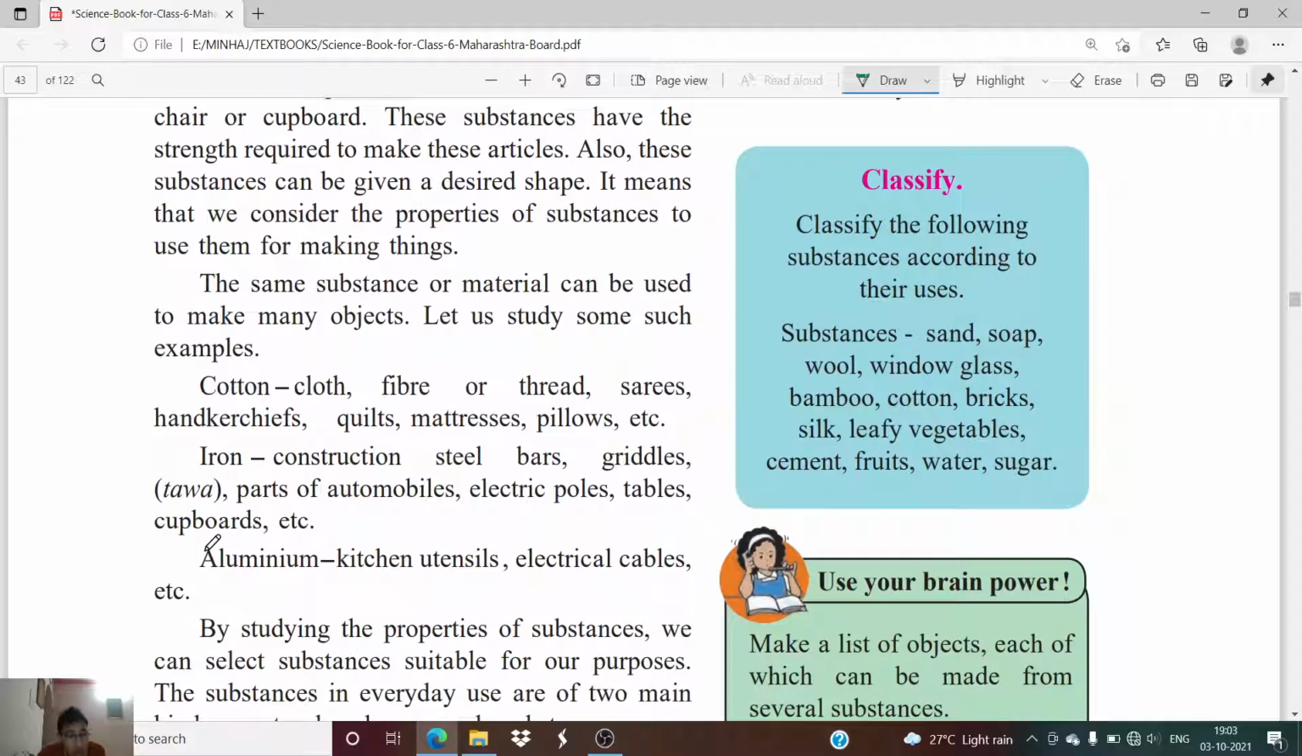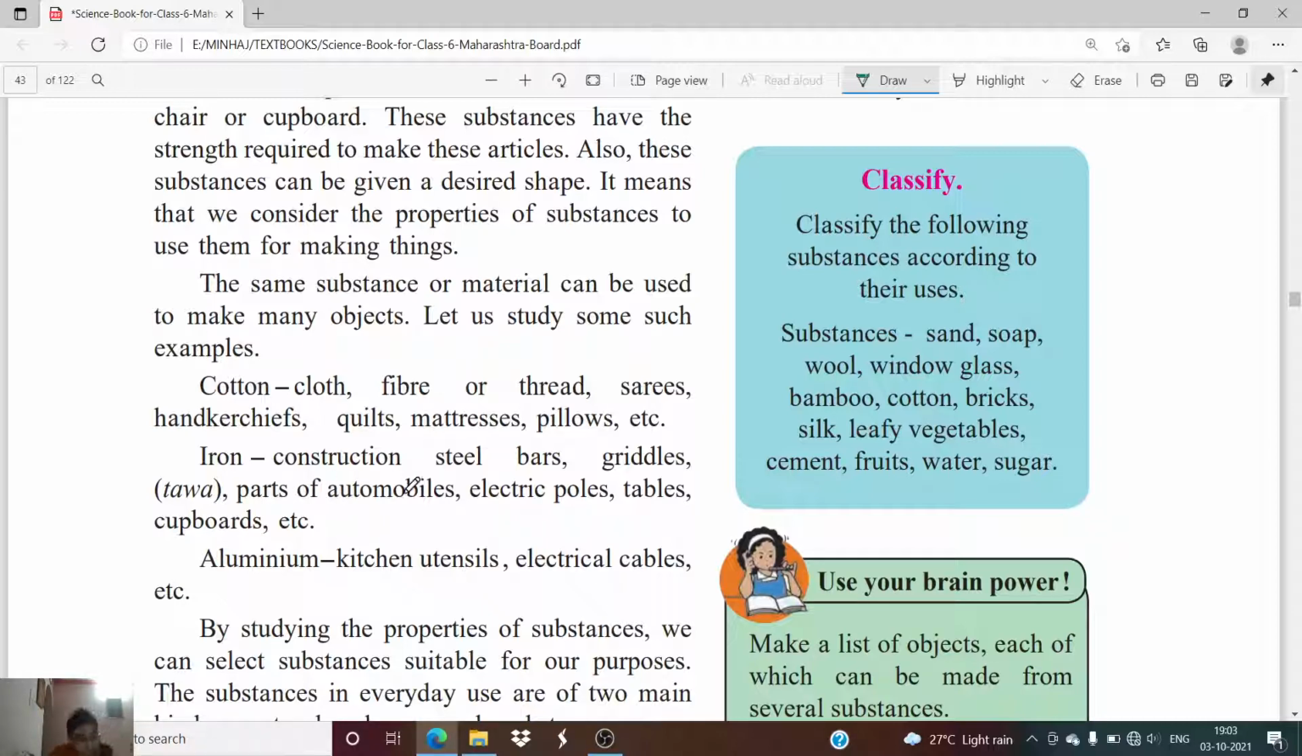Then iron, we can use iron to construct steel bars. Then we can make griddles using that. We can make tawa. You know what is tawa? We cook chapatis on it. Then we can definitely use iron to make parts of automobiles. So vehicles, four wheelers. There are lots of parts in a four wheeler where we use iron.